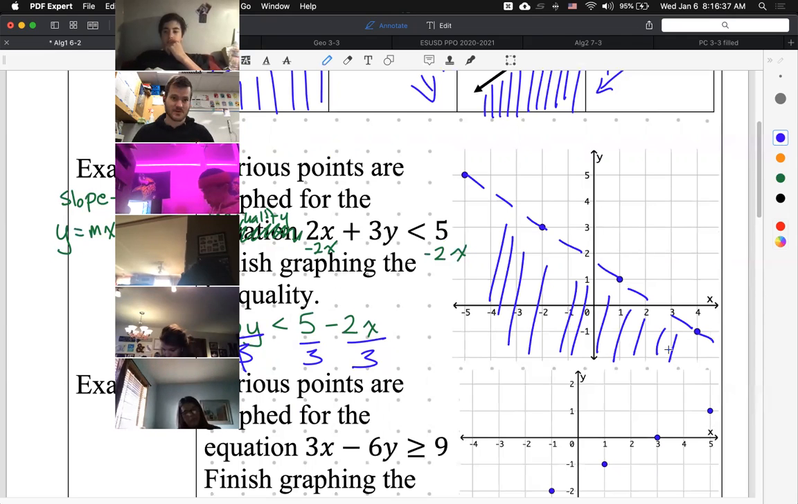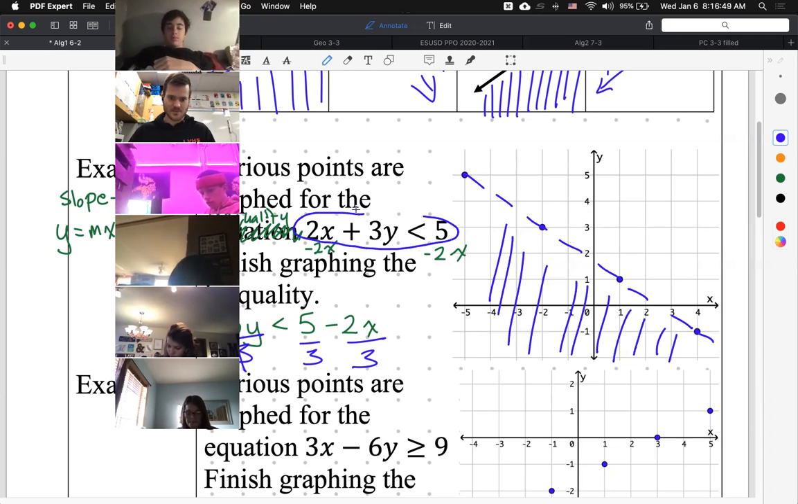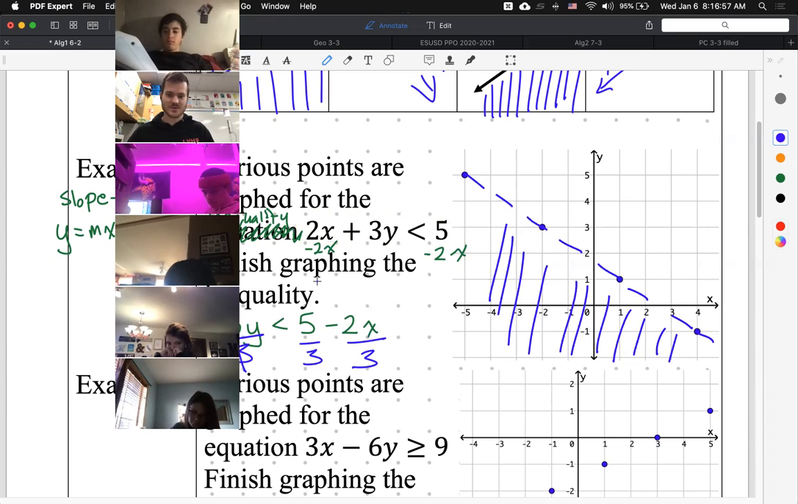All right, are you guys ready for the shortcutty way? The shortcutty way is just to choose a test point. So let's pretend we are going back to this original inequality. We didn't subtract this 2x. We didn't divide by 3. We didn't do any of that hard work. That is a way to solve it, but I'll show you a second way, the faster way.